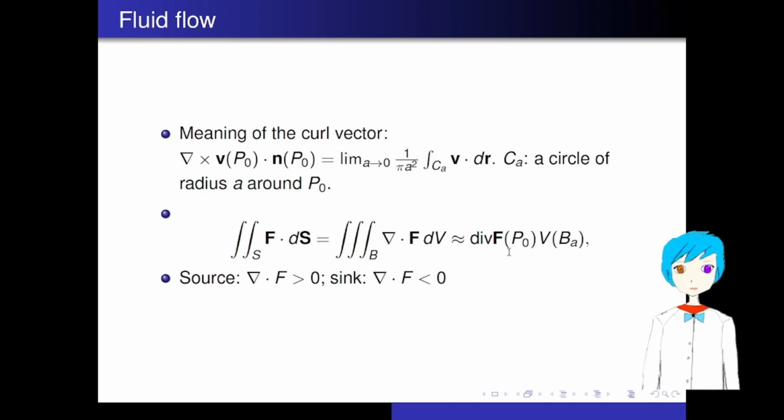So what is the meaning of the curl vector? What is the meaning of the divergence with the help of Stokes theorem and the divergence theorem? Actually, they have clear implications in fluid dynamics. The curl vector measures the circulation of the fluid along a very small circle centered at the point P0.